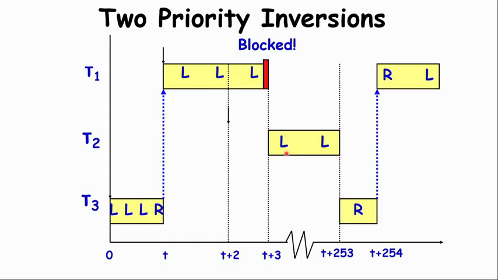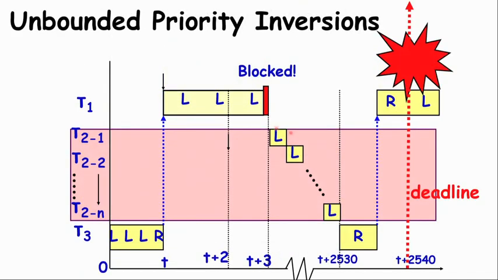So, there are two priority inversions, as you can see. One is on account of T3 for this duration, and another on account of T2 for this duration. If we extend this example, we come to the example of an unbounded priority inversion.